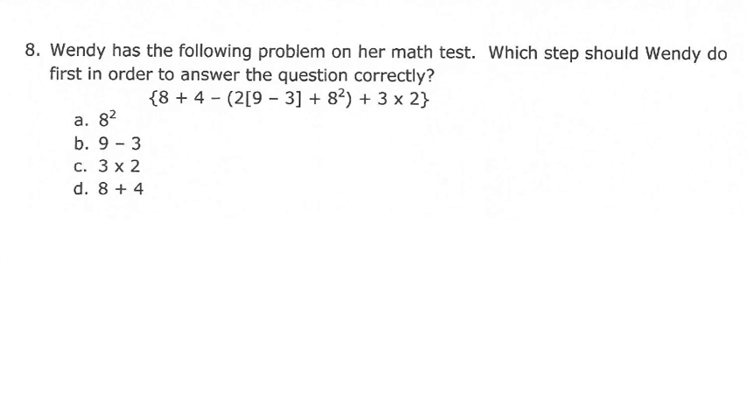Question number 8. Wendy has the following problem on her math test. Which step should Wendy do first in order to answer the question correctly? So order of operations tells us to do what's in parentheses first. But if you look here, we have braces, we have parentheses, we have brackets. So we work from the inside outwards. So first we need to do what's in the brackets here, which would be 9 minus 3. And so your answer would be B, 9 minus 3.